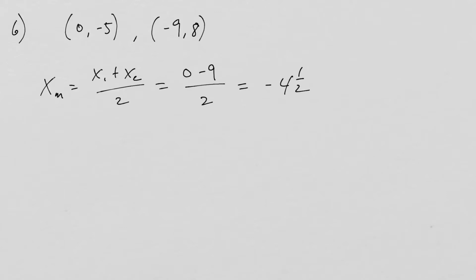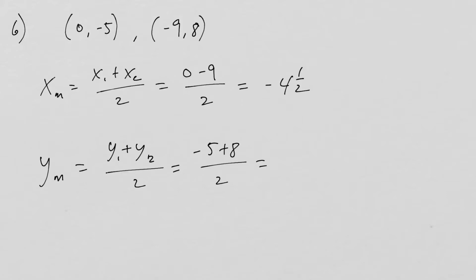Okay, so here the x value would be x1 plus x2 over 2, which is 0 minus 9 over 2, which is negative 4.5. And the y value for the midpoint would be the same thing for the y's, which is negative 5 plus 8 over 2, which is 3 over 2. You can leave it as 3 over 2. I prefer to have it a mixed number so it's easier to graph if it's necessary to graph. Either way, it's okay. But to put it in an ordered pair, it's like this.